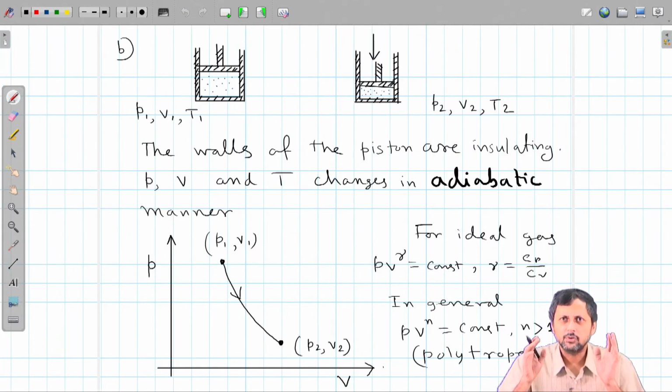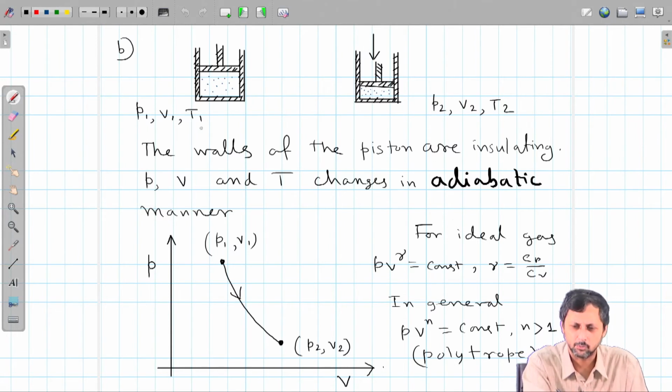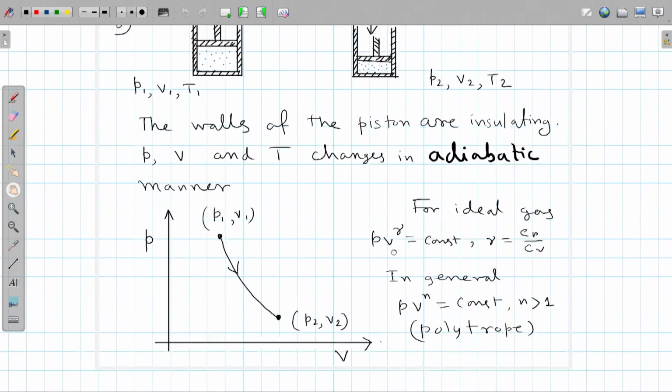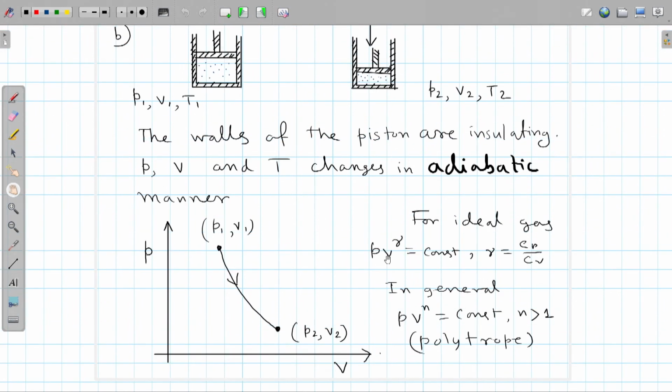Now if we do this compression for an isolated cylinder, that means a thermally isolated cylinder, and we still compress it, then not only PV but also temperature changes. So we have P1, V1, T1, and from there we go to P2, V2, T2, and in this case there is no exchange of heat energy with the surrounding. So this process is called an adiabatic process.